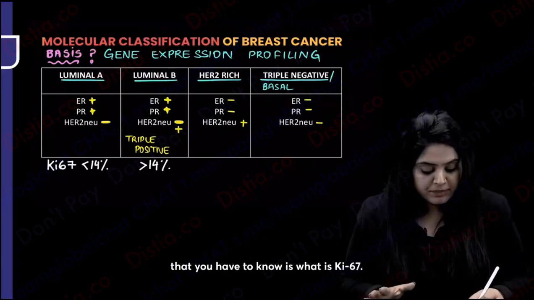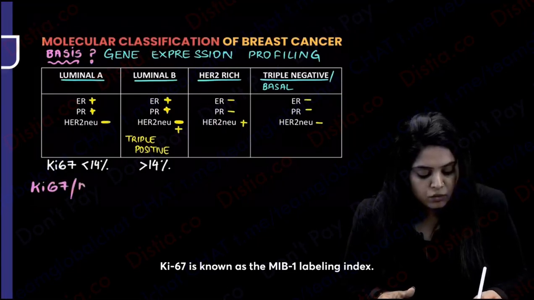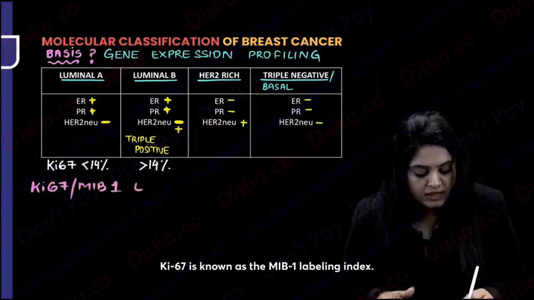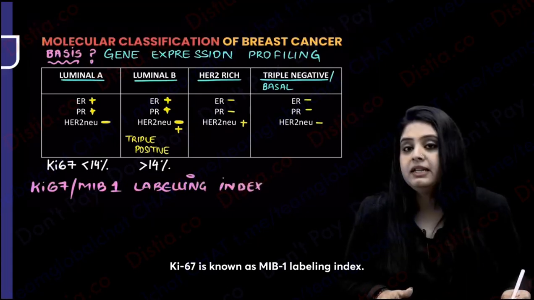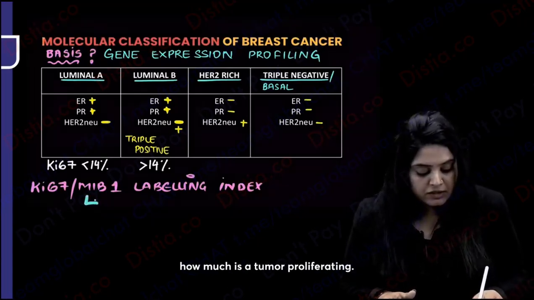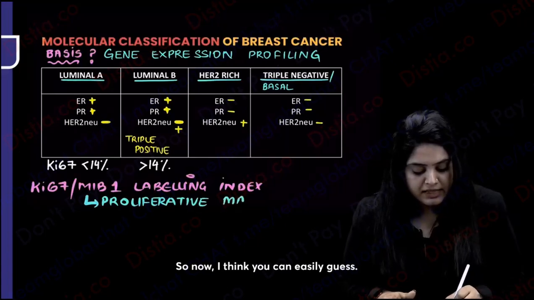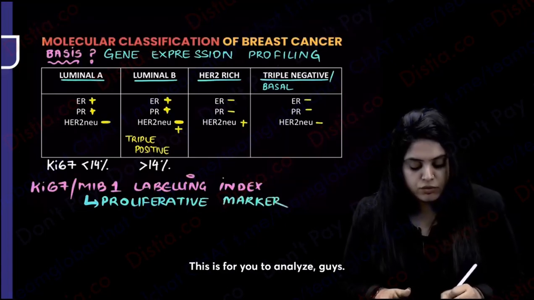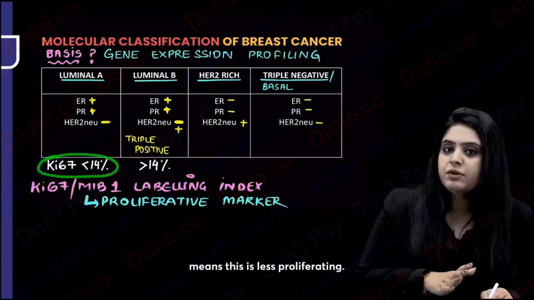But your basic concept that you have to know is what is Ki67. Ki67 is known as the MIB1 labeling index. So that is going to tell me the proliferation. How much is a tumor proliferating? It's a proliferative marker. So now I think you can easily guess. I will not write it. This is for you to analyze, guys. When I'm saying Ki67 is low, means this is less proliferating.